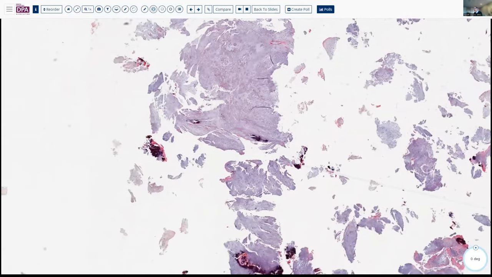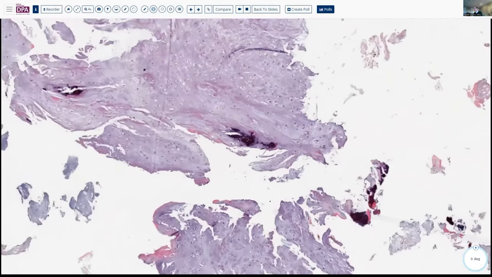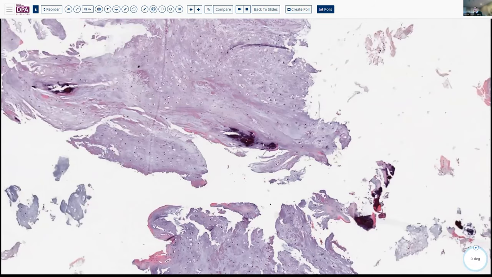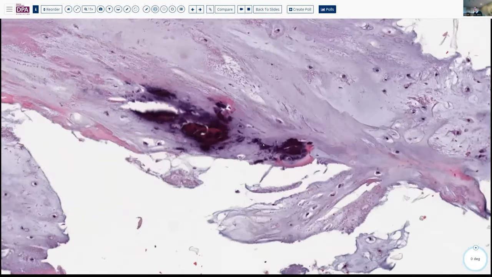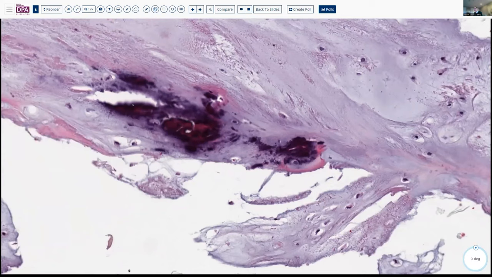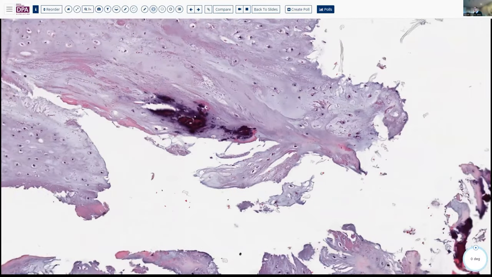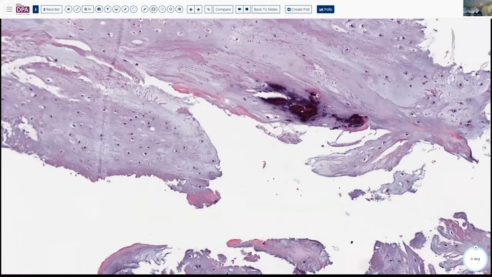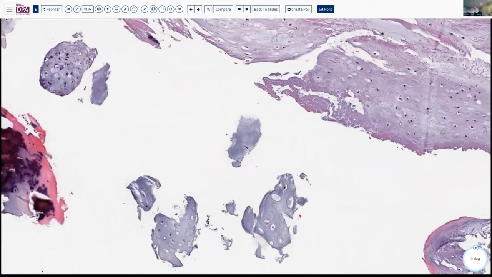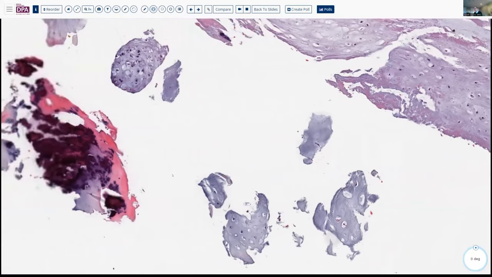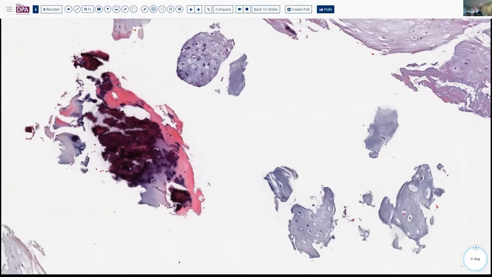And we do see areas of dense purple material here that correspond to those peripheral zones of calcification that we saw. And of interest here, we're really not seeing any evidence of endochondral pattern ossification. We've just got little fragments of bone and calcification within the cartilage itself, rather than any osteoid formation.